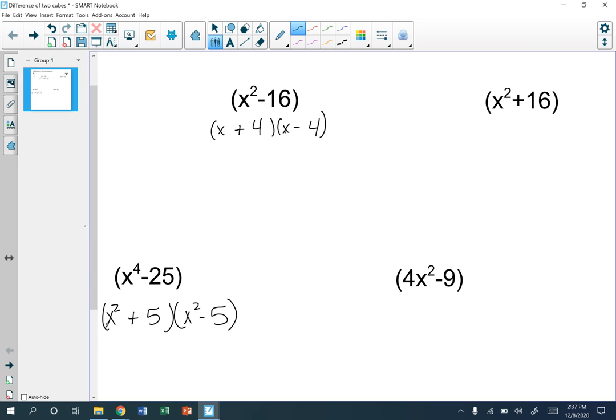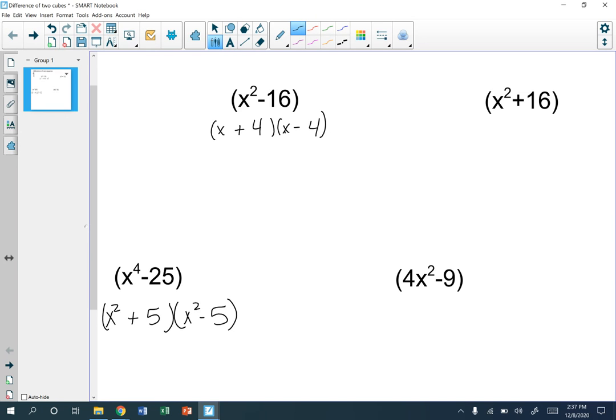From here, does this factor anymore? I would go x and x, 5 and 1, no way, right? No way I can get rid of that middle term. That's because this is not a perfect square. Okay, so from here, you would solve for x by setting these equal to 0 if we were solving.